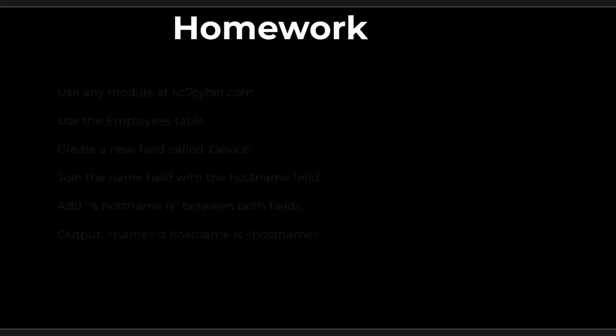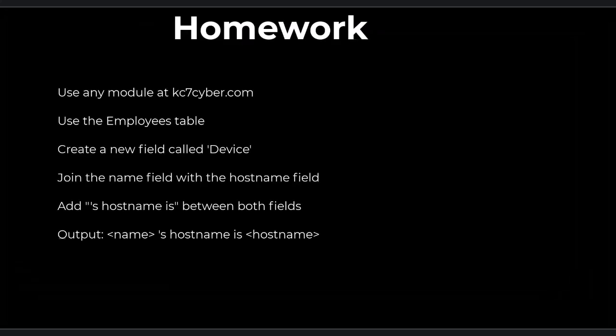For homework, use any module from the free datasets at kc7.com. Use the employees table and first create a new field titled device. Join the name field with the host name field and add an apostrophe S after the name field, and add a host name in between both fields. The final output should be in this format. Post your query solution in the comments section to learn with and help others.